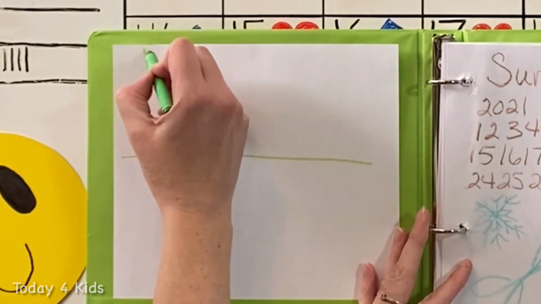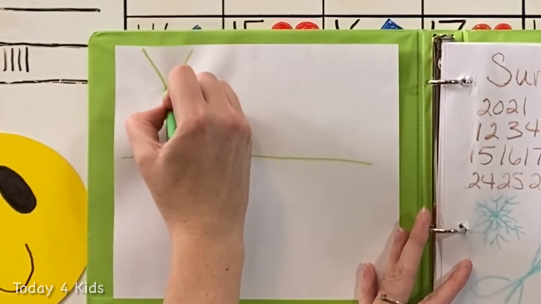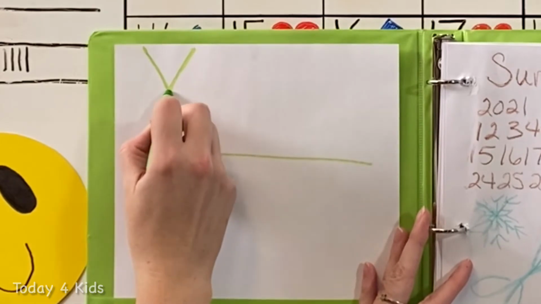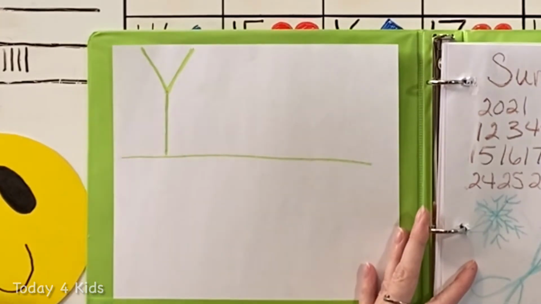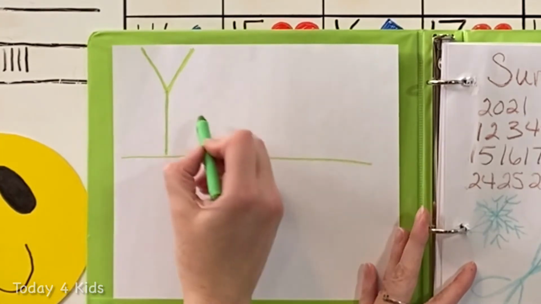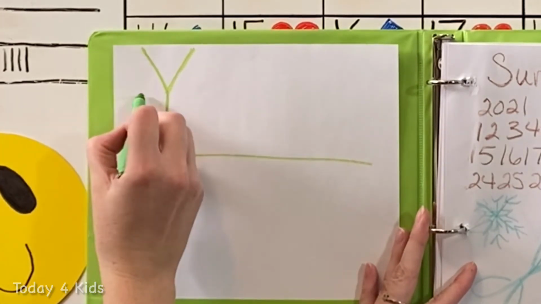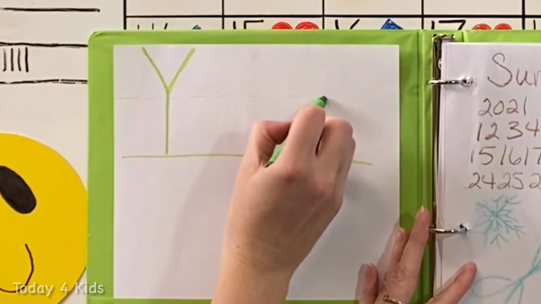Let's try one more time. Go back up to the top, make a line down and then up. And then go to the middle and make a line down to this baseline. Next, I'm going to try a lowercase y. You ready to give it a try? Start halfway up with the Y. Just put a little dotted line there.